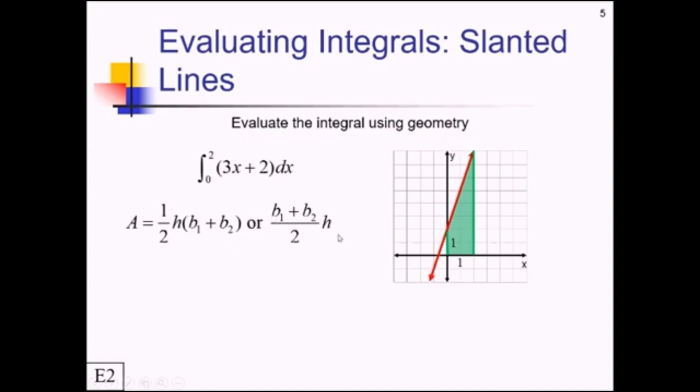So plugging things into that, my two bases, we're going to have 2, and this other one is going to be 8. So the bases are actually just the parallel sides, even if they're vertical instead of horizontal. And then our height here is just going to be the distance between those two parallel sides, which is 2 in this case. So we've got (2 plus 8) over 2 times 2. These 2's are going to cancel, so this just ends up being 10.